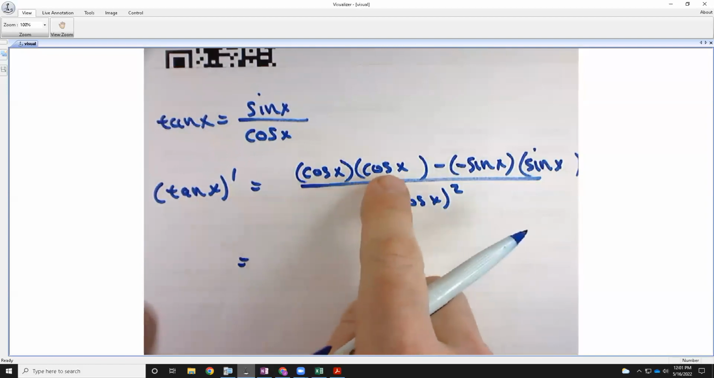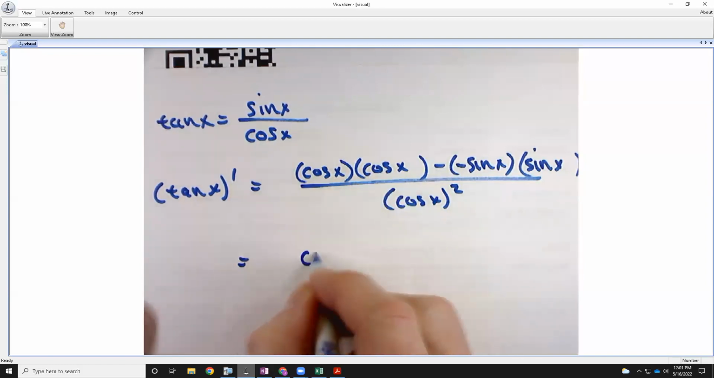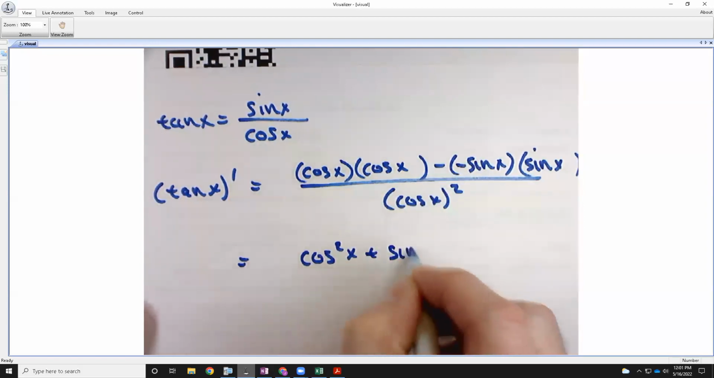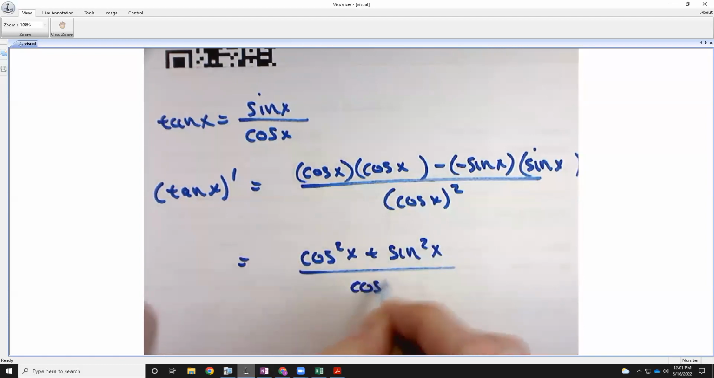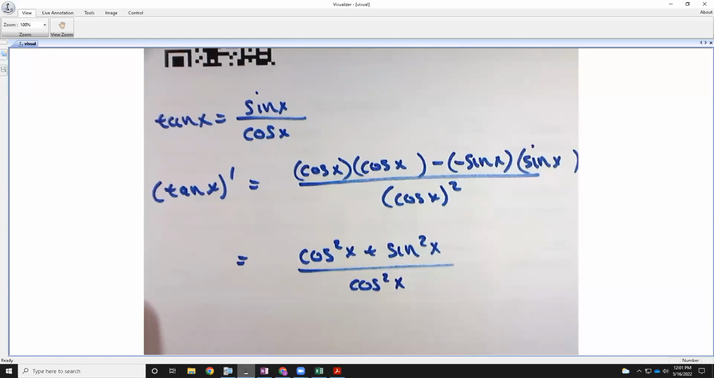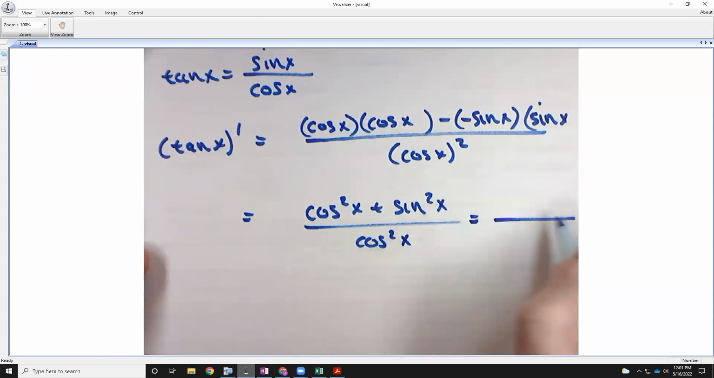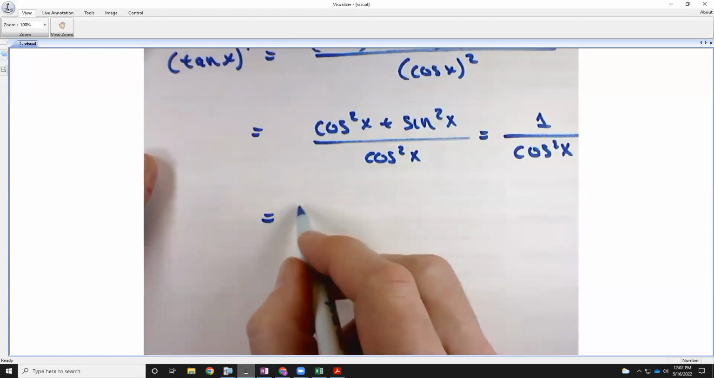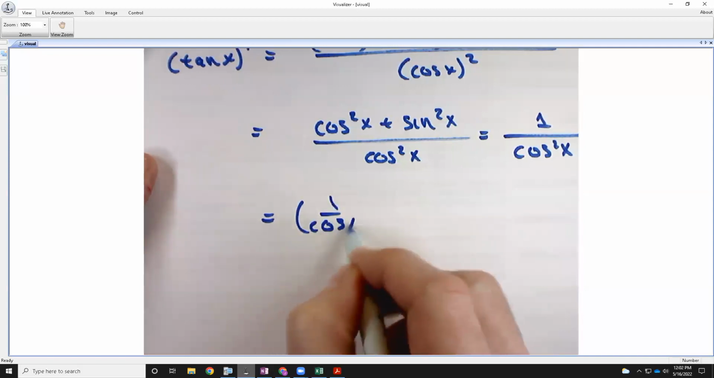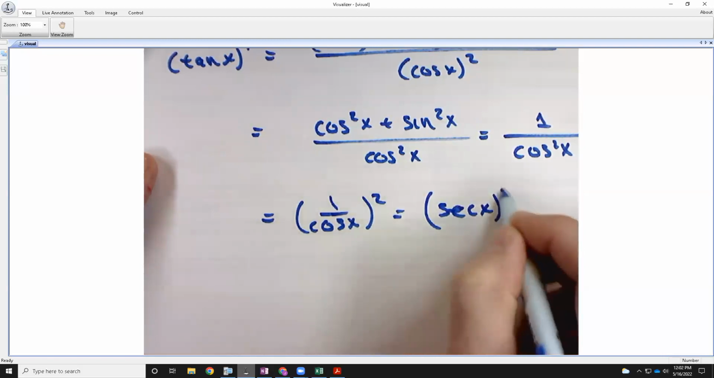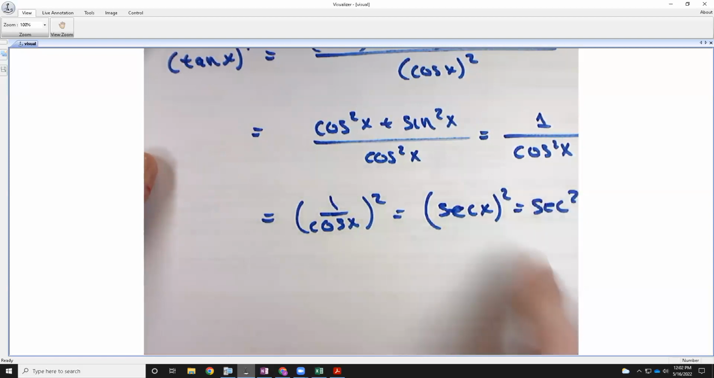You get cosine of x times cosine of x. Let's write that as cosine squared of x. A minus and a minus becomes a plus, sine squared of x over cosine squared of x. Can I clean it up anymore? Yeah, it's 1 over cosine squared of x. And let me remind you, 1 over cosine of x is really secant of x. Or better yet, secant squared of x.